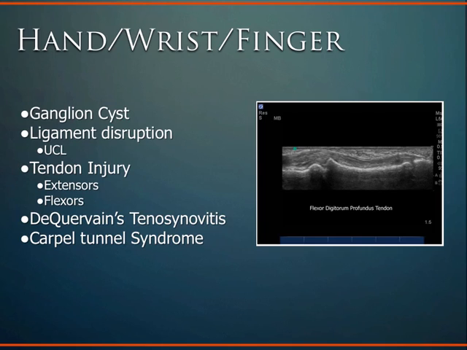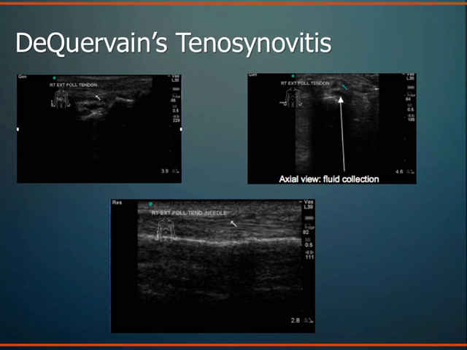Tendon injuries, whether it's your extensor or flexor tendons, de Quervain's tenosynovitis, a very, very common complaint in the clinic, again, can be very easily visualized. I'll show some images of that. And then carpal tunnel is an area that ultrasound is being used for a lot, not only for imaging, but ultrasound guidance for injections of the carpal tunnel. So this is de Quervain's.